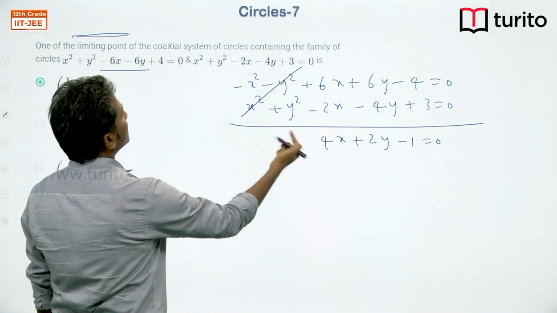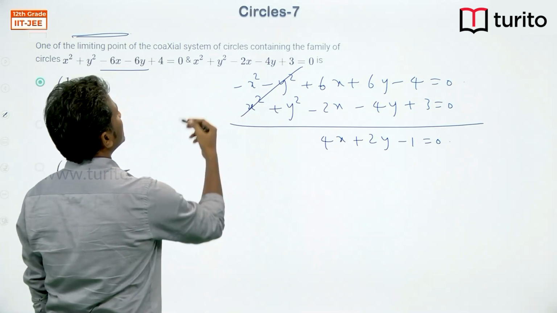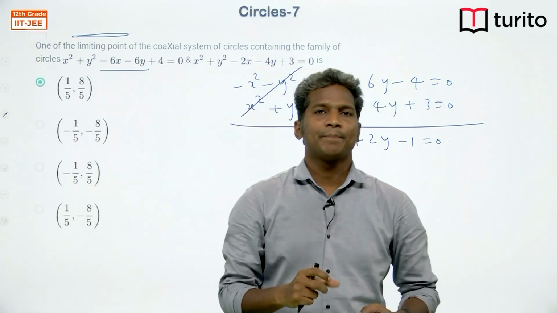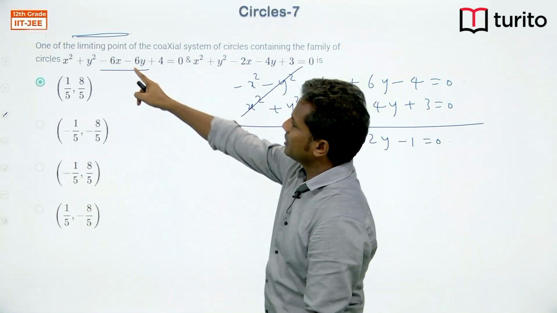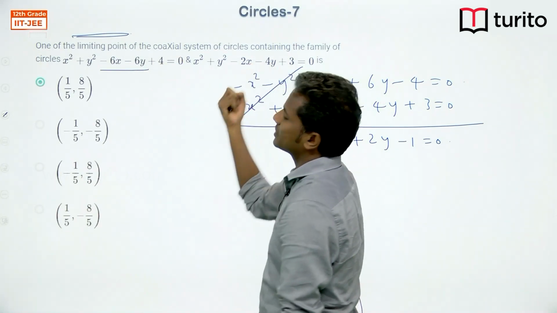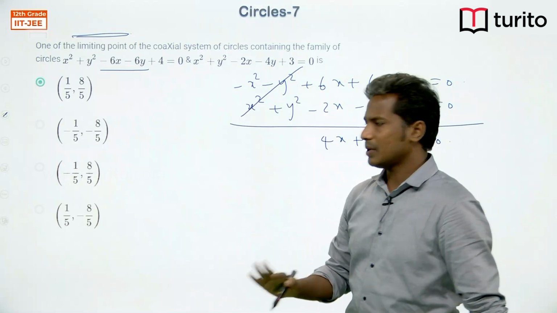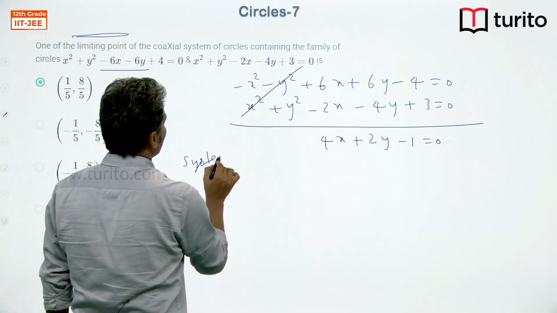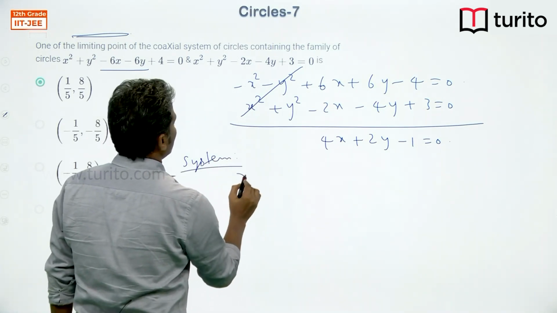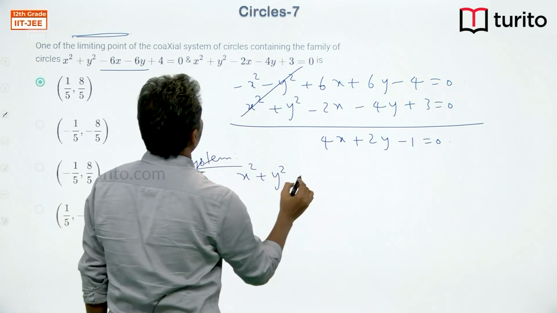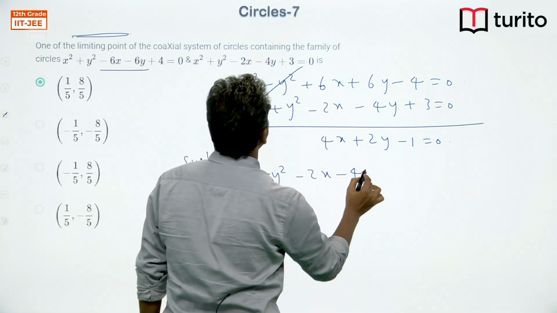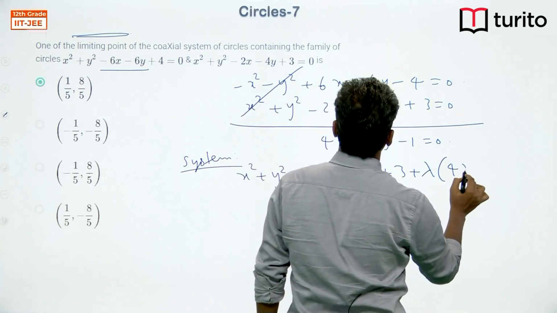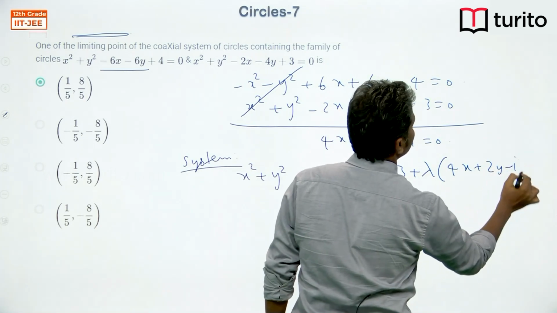We have to take S plus lambda L. Now, what is the S that we can take? We can take whichever equation has smaller numbers as our main circle. Okay. So, here 6, 6, 4, here 2, 4, 3. These numbers seem to be small, so I am taking this. It does not matter which one you take. So, our equation of the family or the system will be x square plus y square minus 2x minus 4y plus 3 plus lambda into 4x plus 2y minus 1 equal to 0.